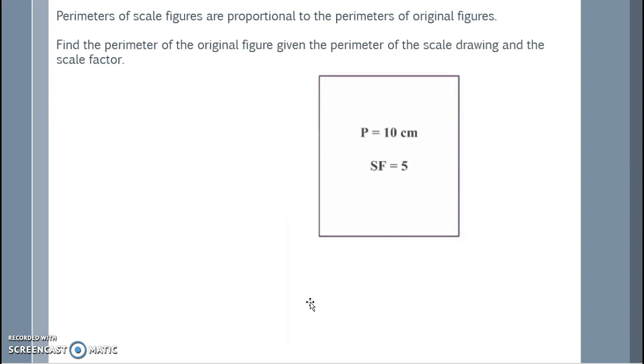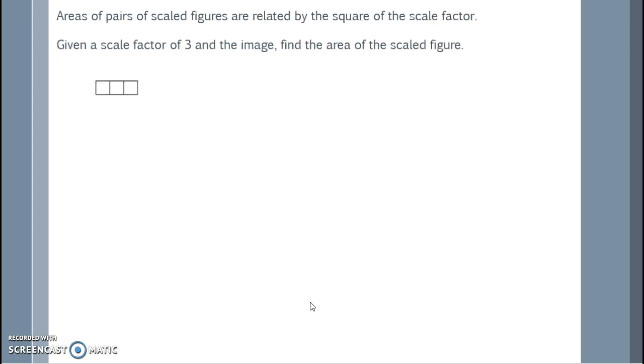Find the perimeter of the original figure given the perimeter of the scale drawing and the scale factor. So our perimeter of our scale drawing is 10. We want to know the original, so we need to divide by the scale factor of 5. So our perimeter is 2.